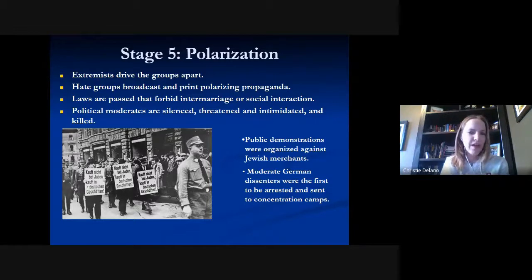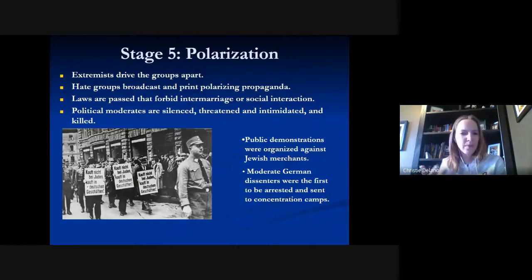Political moderates get silenced, right? That elimination of the opposition, right? So that could be threats, that could be intimidation, or that could be execution themselves, right? They must rid the society of opposition to what they're about to do.